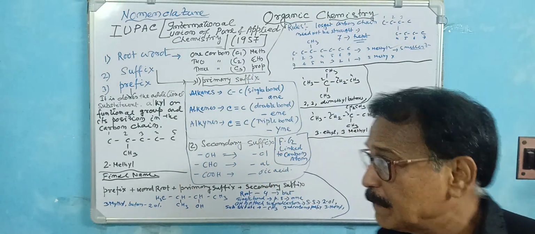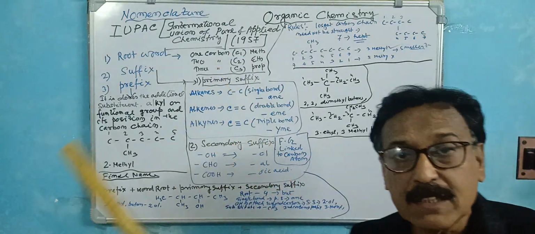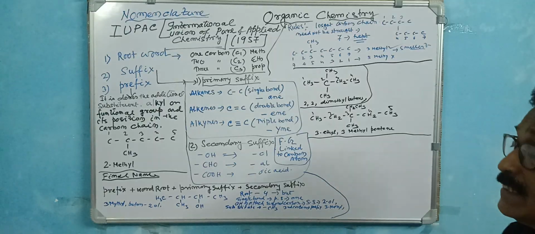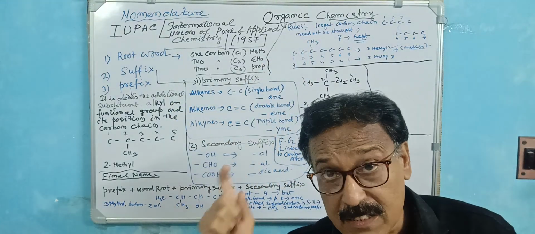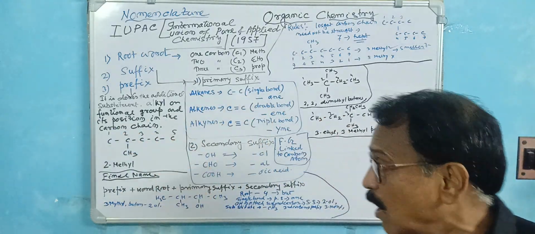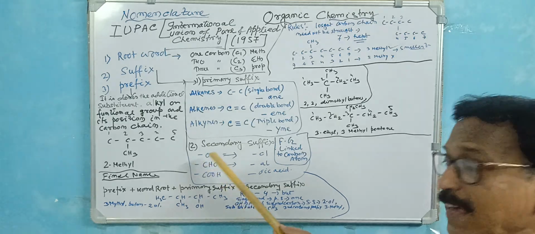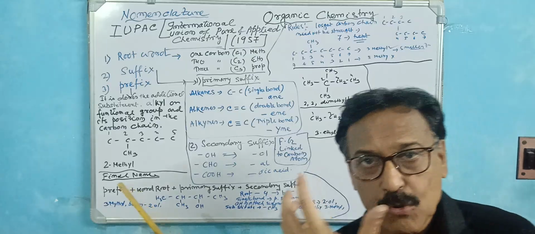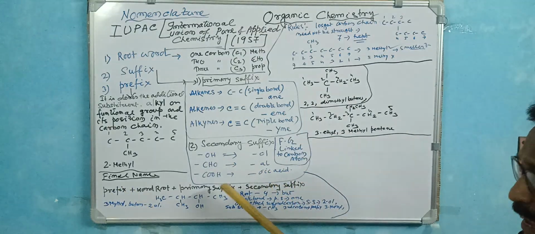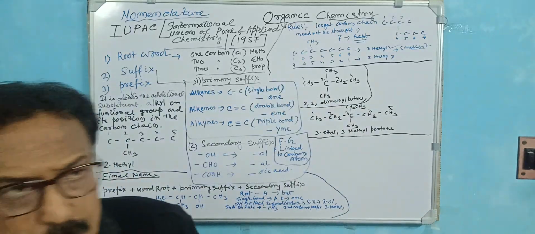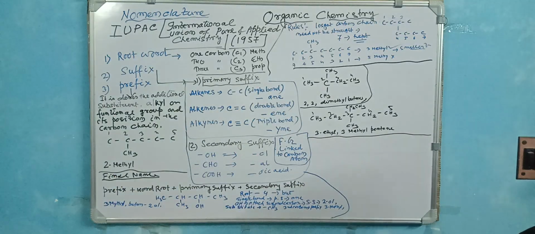And the secondary suffix is actually based on the functional group. You already know we discussed the functional group, and the functional group is linked with the carbon atom. That is very important, only the carbon atom. So if OH is attached, this is the alcohol, ol. CHO is the aldehyde, al, and COOH is called oic acid, and others go on in this way. There is the ketone, there is the ester. This is a very important thing.